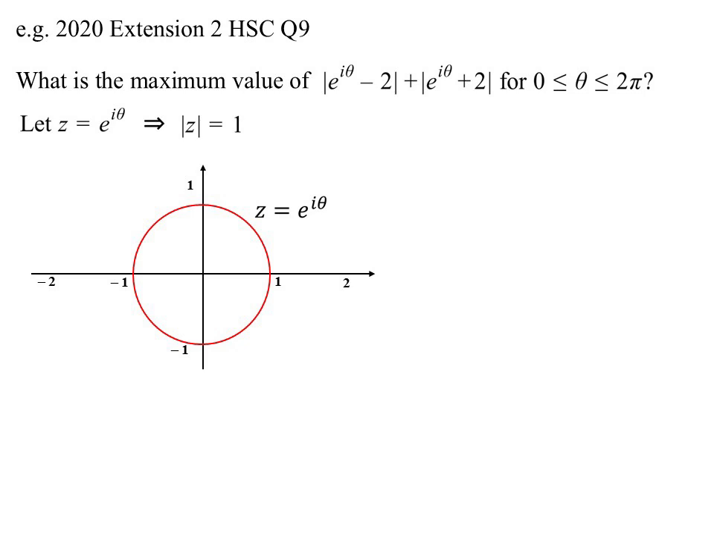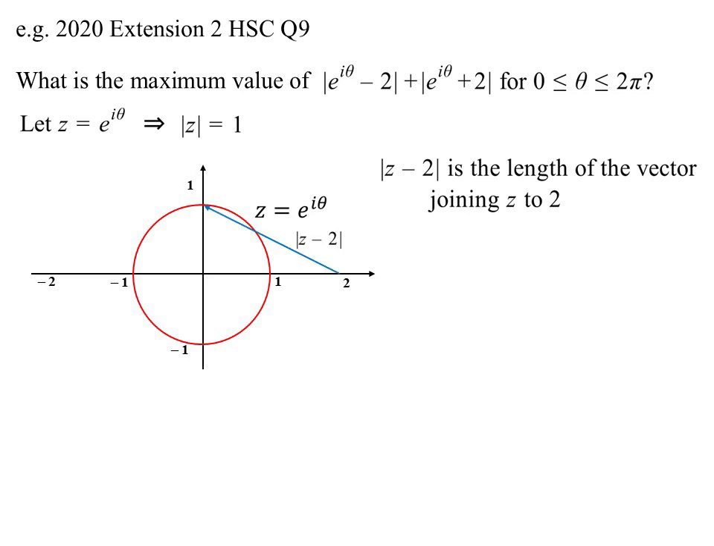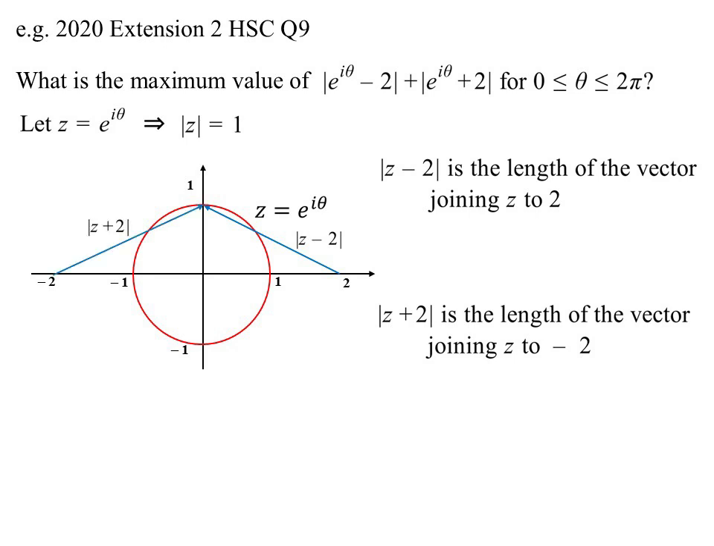All the possible z's lie on that circle. Now what is the modulus of z minus 2? Well, we know it's the length of the vector that would join any of those z's to the point 2. So I'll just pick one there. So that could be an example of one. And what is the modulus of z plus 2? It would be the length of the vector when I join any of those z's up to minus 2. But because I've already drawn the first one in, it's going to be the same z. So let's draw that one in.